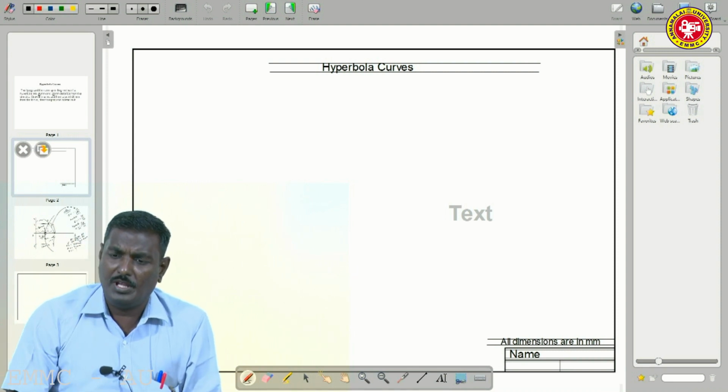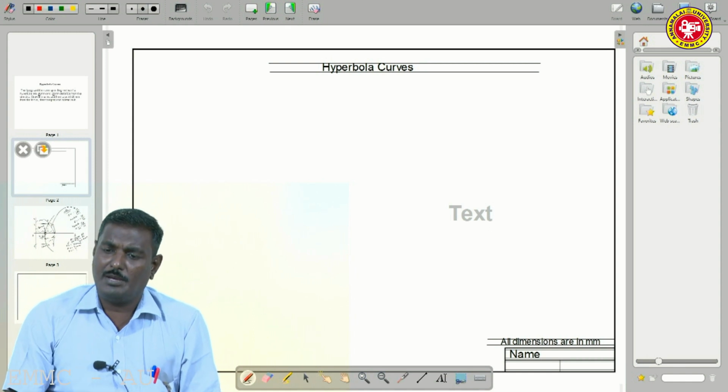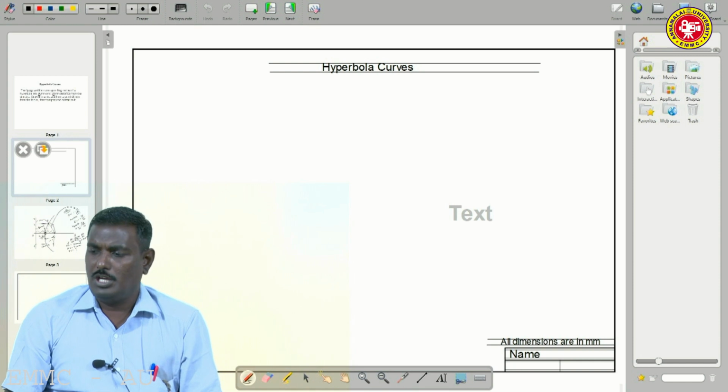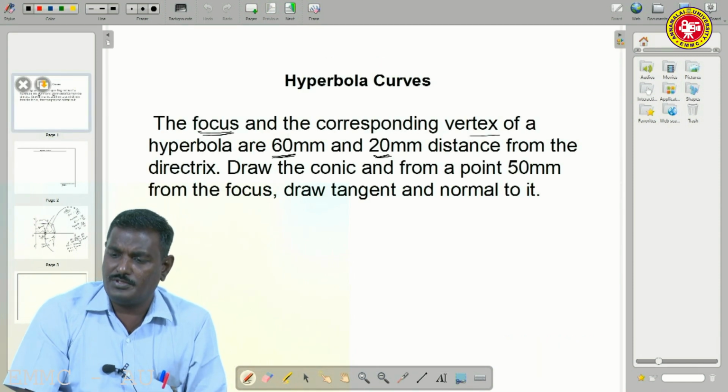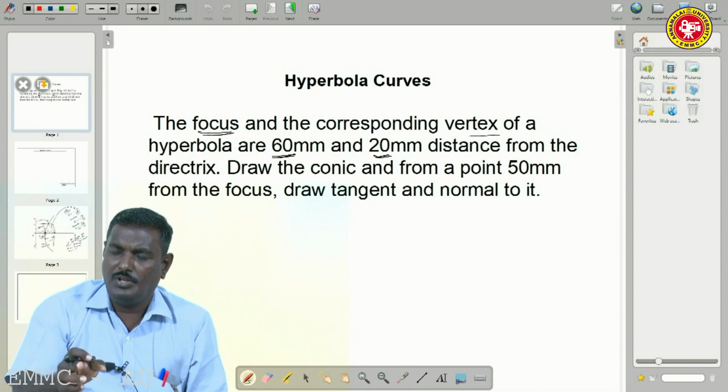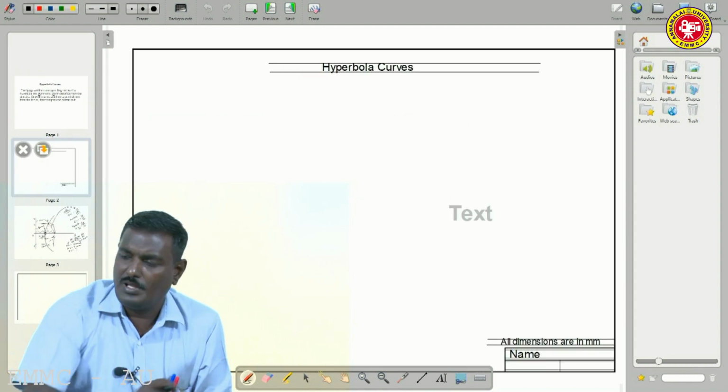The title is hyperbola curves. Here we have to construct a hyperbola. What we see in these problems, this is the problem. For these problems, we have to construct a hyperbola.